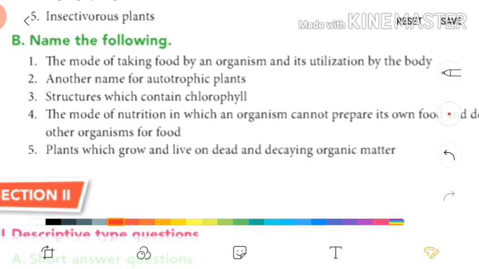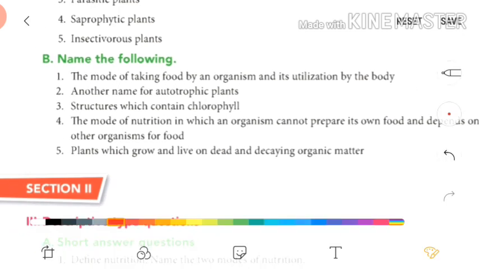Now name the following. So first one, the mode of taking food by an organism and its utilization by the body, it is called as nutrition, right? Second one, what is another name of autotrophic plant? So it can be plants which can manufacture their own food, so these are called producers.